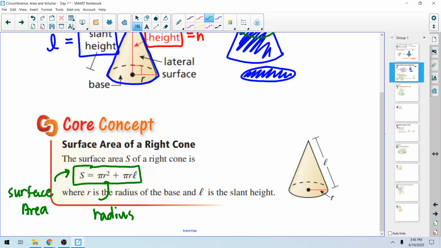Now your second part, because you have to add on that top part, is pi r L, and L is your slant height. Make sure you're using your slant height, not your straight height up the middle. They kind of give you a picture over here. You want this one over here, not that one right there. You want the slant height. So surface area is pi r squared plus pi r L.